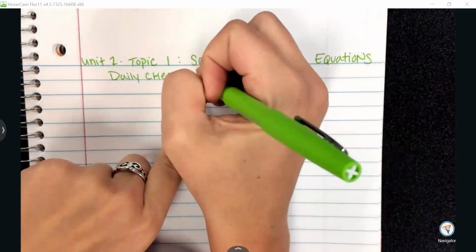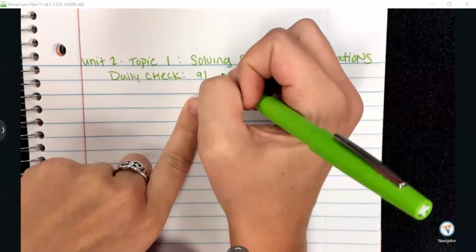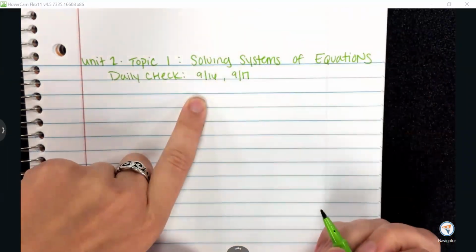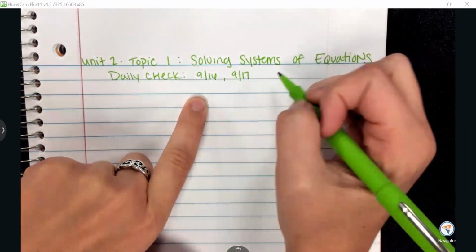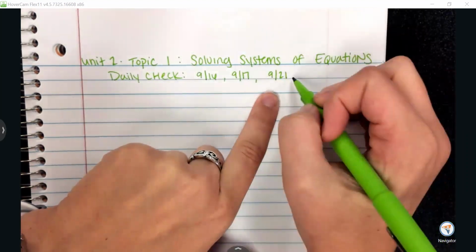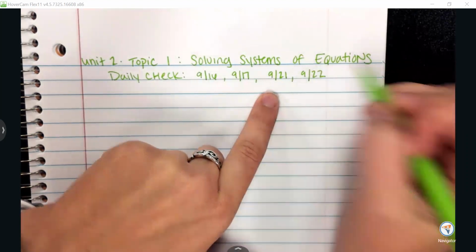So you will have a daily check on 9/16 and 9/17. So that's Thursday and Friday. Then you will have 2 the next week on the 21st, which is Tuesday, and the 22nd, which is Wednesday.